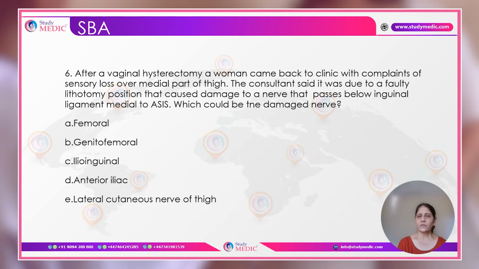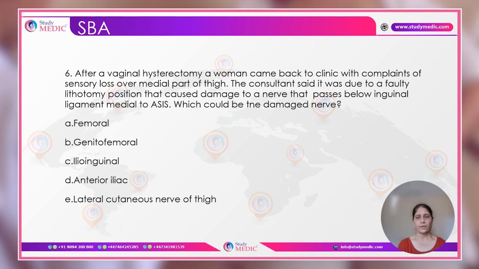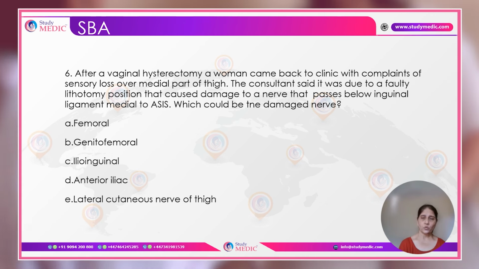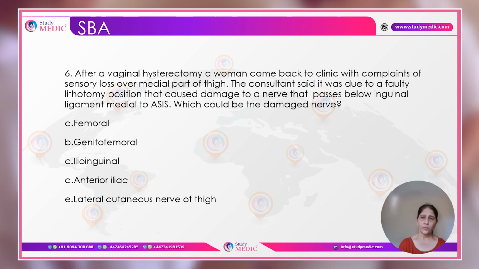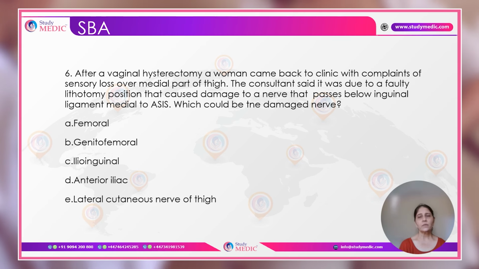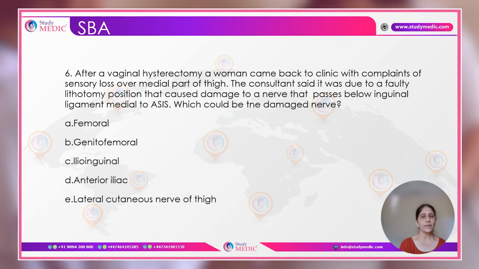After a vaginal hysterectomy, a woman comes back to the clinic and says she has some sensory loss over the medial part of her thigh. She has no other symptoms, only a sensory loss. The consultant examines her and tells her there is damage to a nerve, probably because she was not given the proper lithotomy position. The nerve that has been damaged passes below the inguinal ligament medial to the anterior superior iliac spine. He is asking which nerve is likely to be damaged.